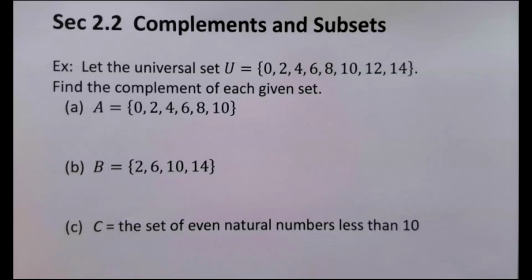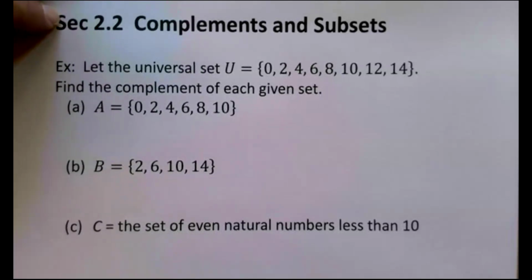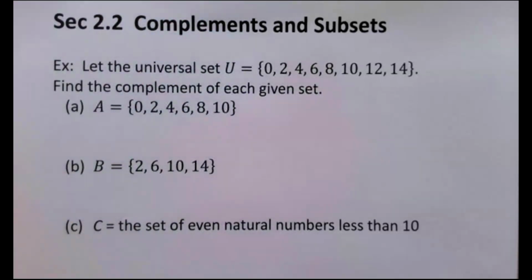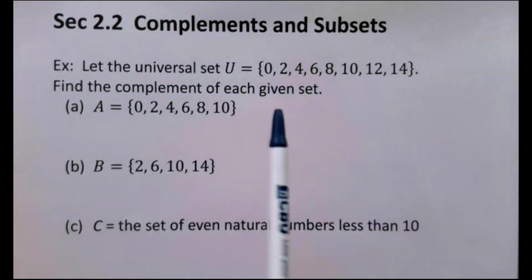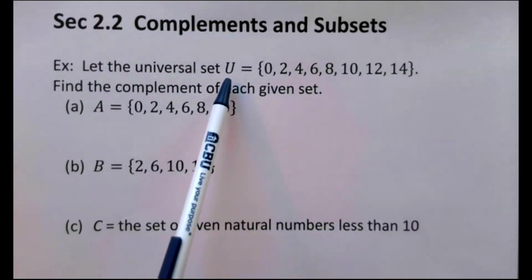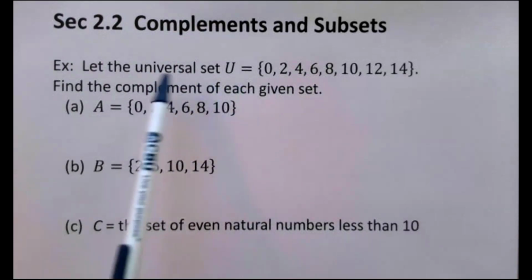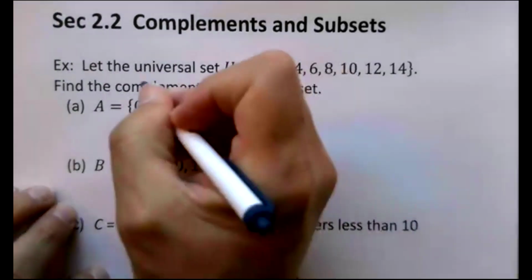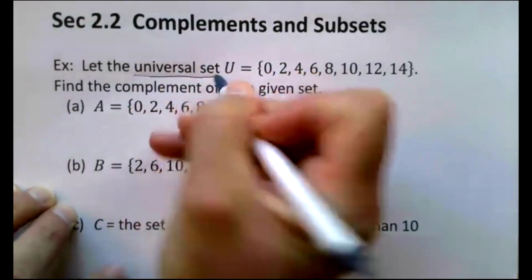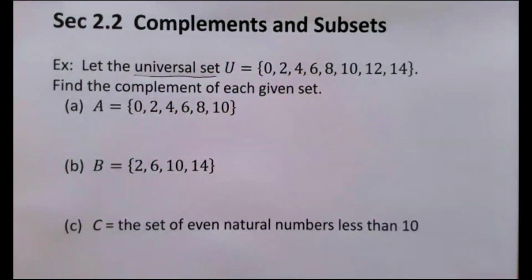Okay. So for our first example, it says, let the universal set U equal 0, 2, 4, 6, 8, 10, 12, 14. Anytime we use the letter U, that automatically means universal set. I don't even really have to say it, but for at least today, I'll probably say, hey, that's the universal set. But in general, when we use the letter U, that means universal set automatically. Find the complement of each given set.